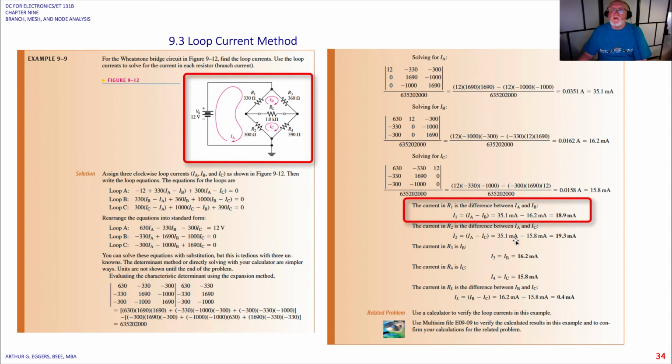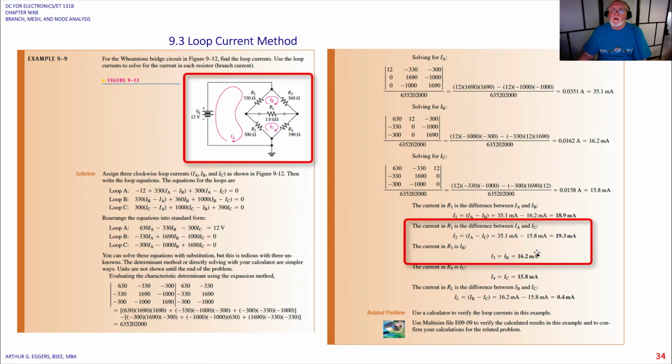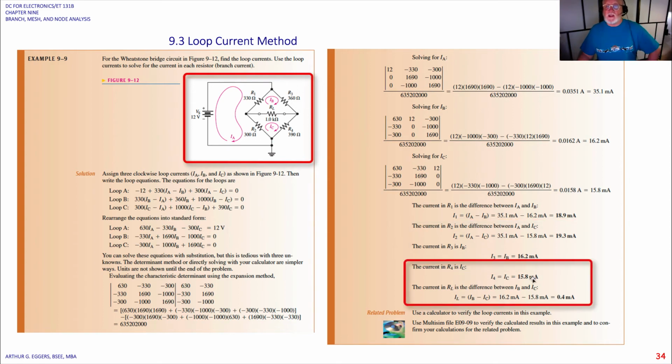Do the same thing for R2, do the same thing for R3, except in this case R3 is equal to the current B. Why is that? Because I sub B is the only current going through that one. Same thing applies for IC. The current in the load resistor has two currents, I sub B and I sub C, flowing through it. So we take the difference in those. We can see they're flowing in opposite directions, so we subtract them, and we get 0.4 of a milliamp.